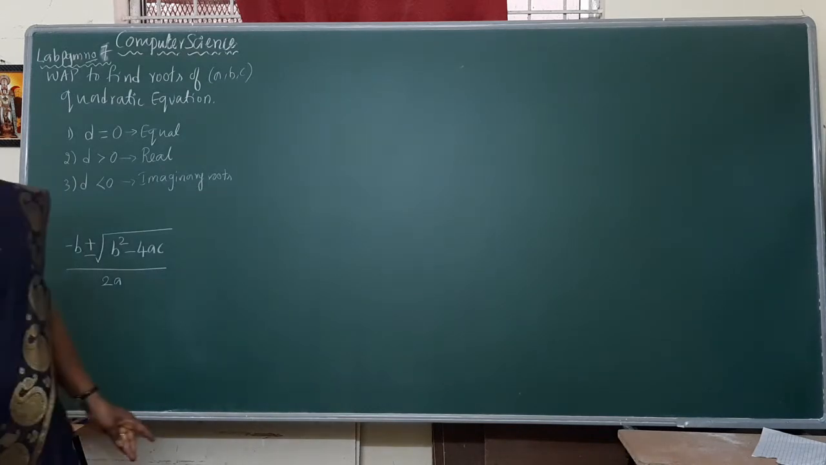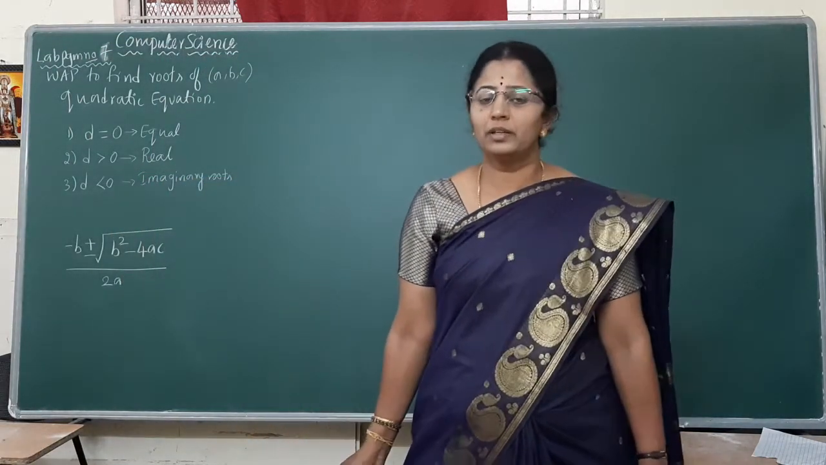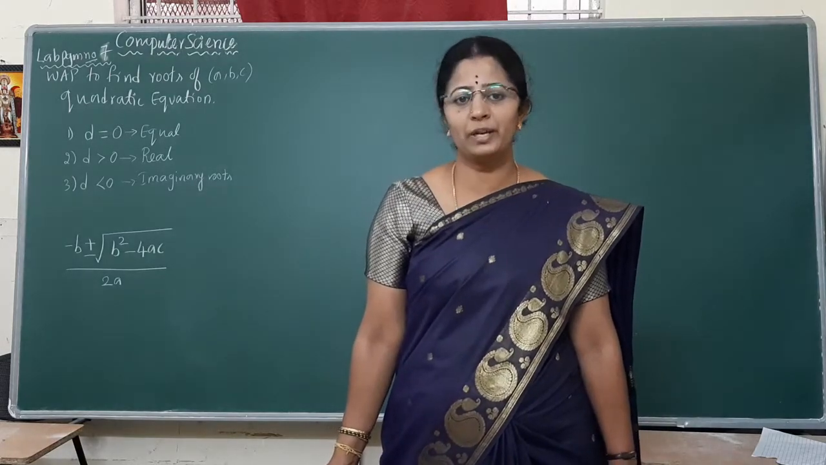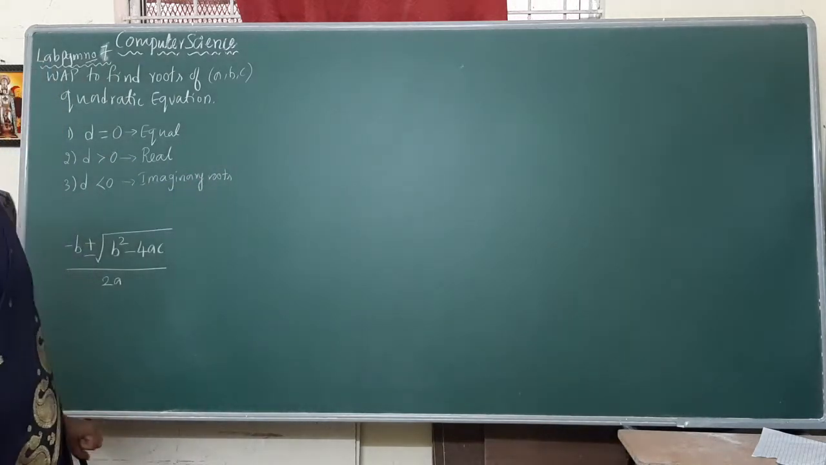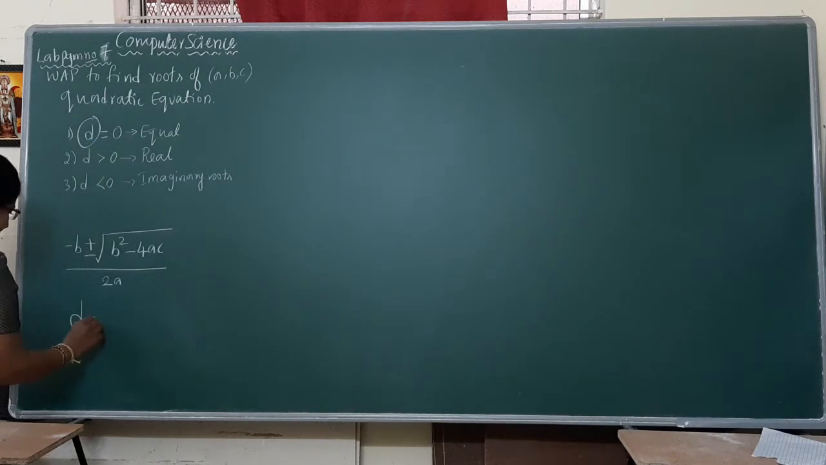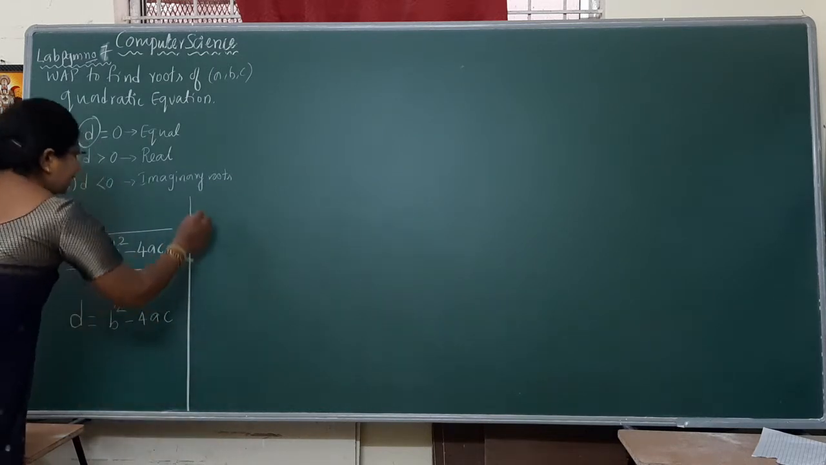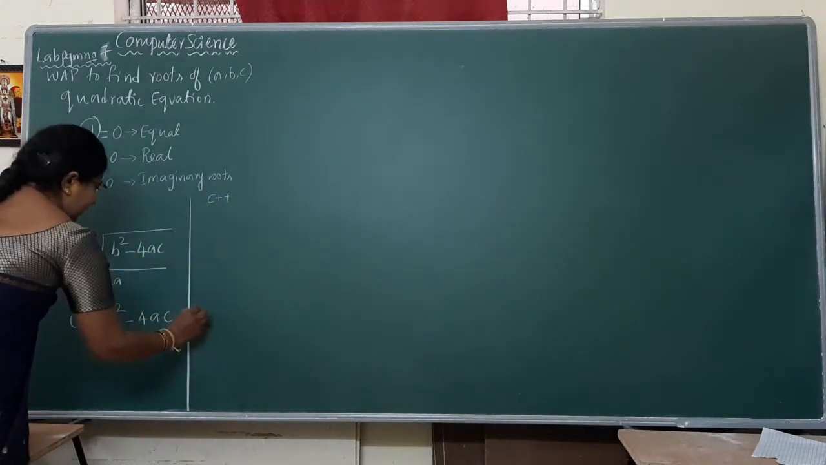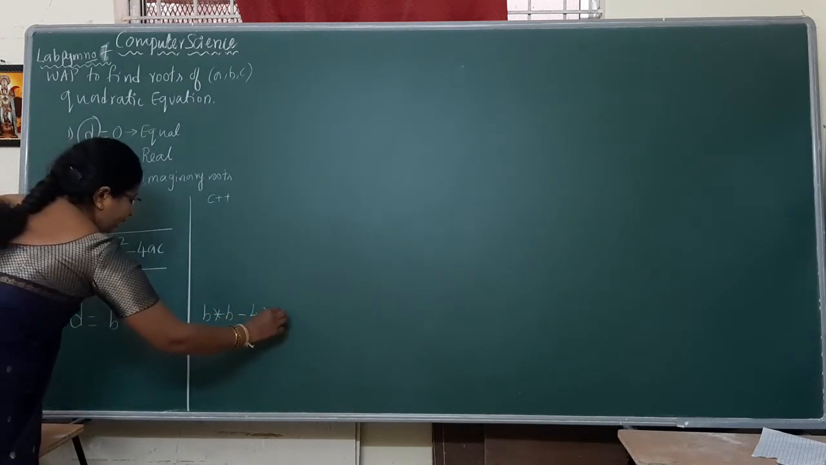This quadratic equation we cannot directly put into C++. We need to convert it into C++ format. Before converting it into the C++ expression, first I will find the discriminant value D. D is equal to B square minus 4AC. This mathematical expression I will write in the form of a C++ expression, that is B into B minus 4 into A into C.